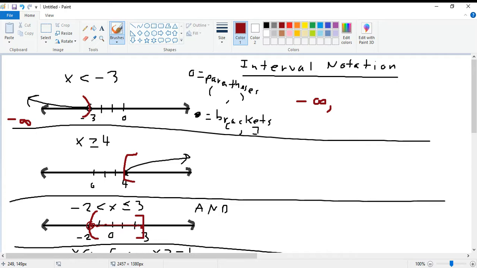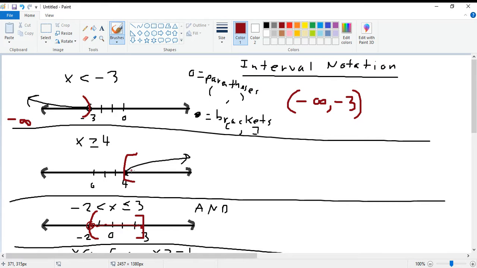Where does it stop being shaded? It stops being shaded at negative 3. So we're going to write negative infinity, comma, negative 3. Since negative 3 has a parentheses on it, we're going to put a parentheses on the negative 3. And infinities always have parentheses. Infinities, parentheses, they sort of rhyme.